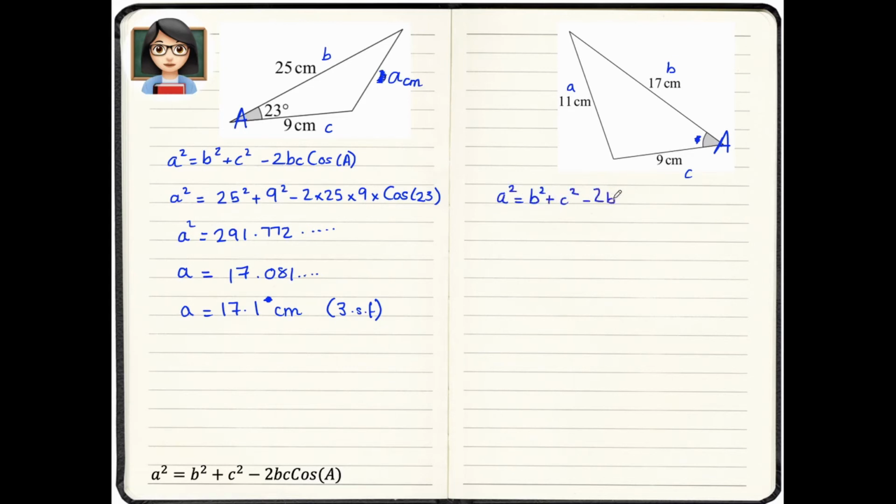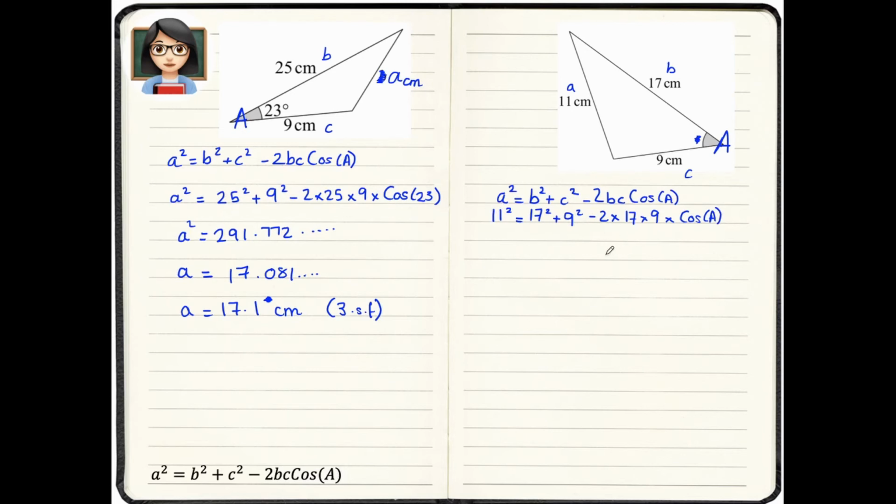And again, I'm going to write out my formula and then sub directly into it. So little a is 11 squared. Little b is 17. Little c is 9. Minus 2 times 17 times 9 times cos of A. Okay, now this one I put it all in one big go because that gave me A squared.